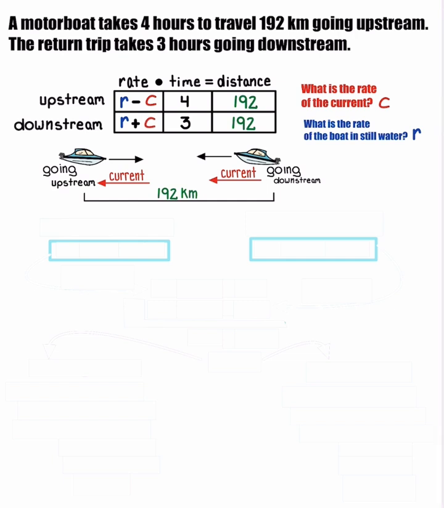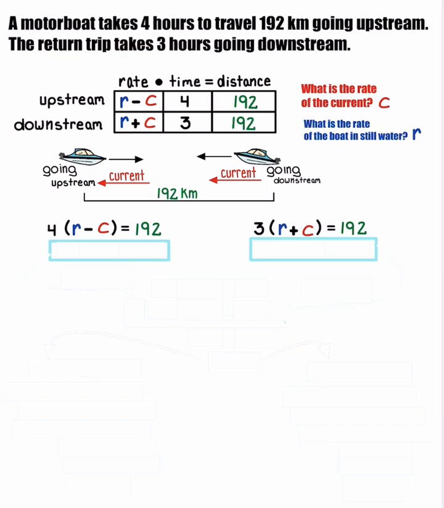Now that our table is filled out, we're ready to use rate times time equals distance to write our two equations. Looking across from upstream, the first box multiplied by the second box equals the third box. So 4 multiplied by R minus C is equal to 192. Looking across from downstream, the first box multiplied by the second box is equal to the third box. So multiplying the first two boxes together, 3 times R plus C, that's going to equal 192.